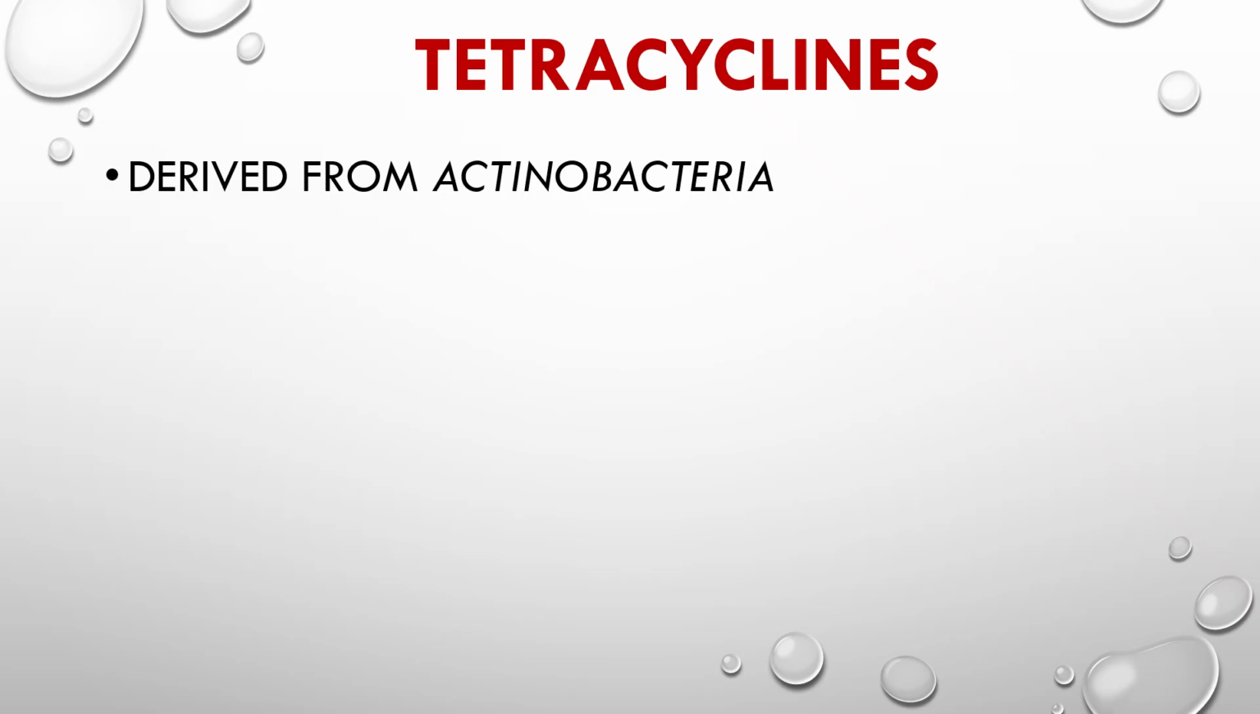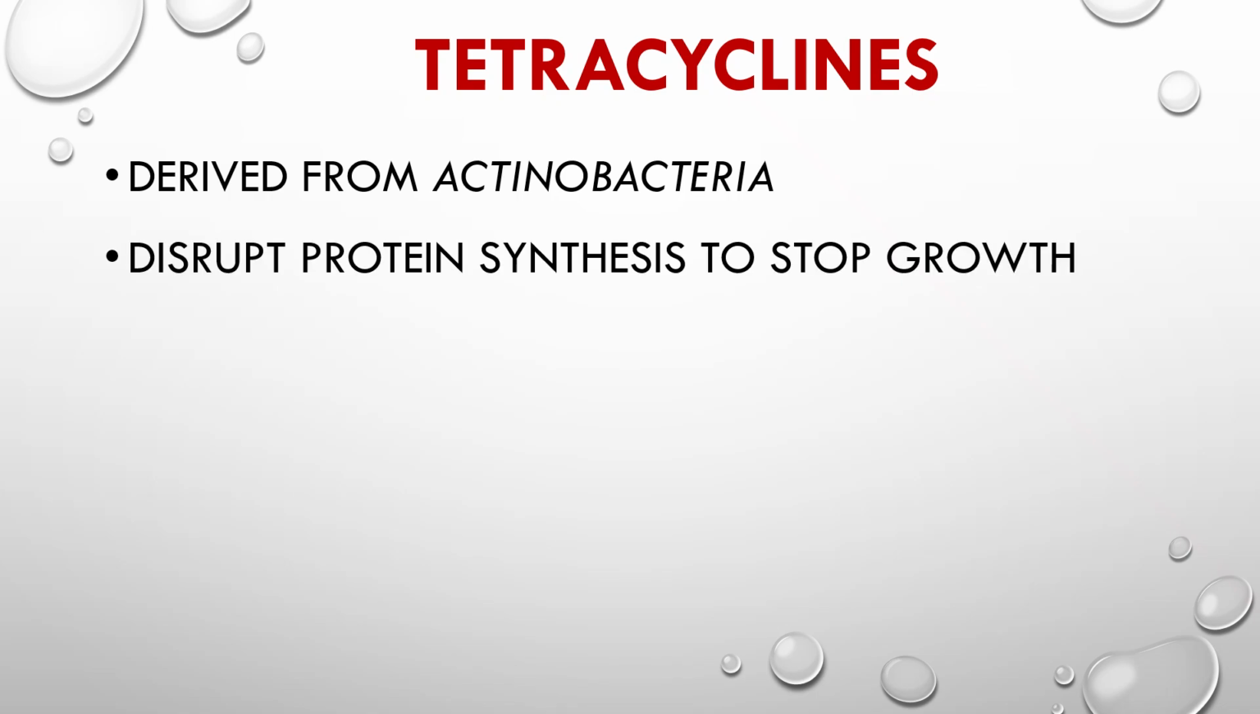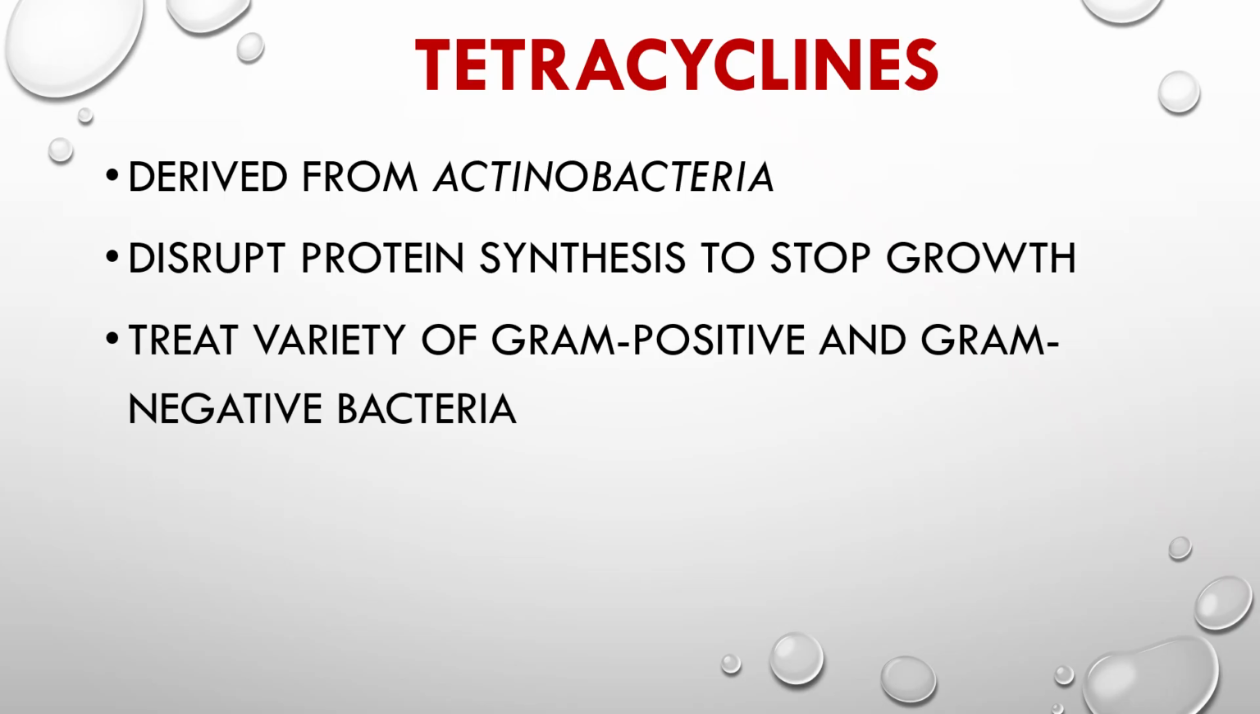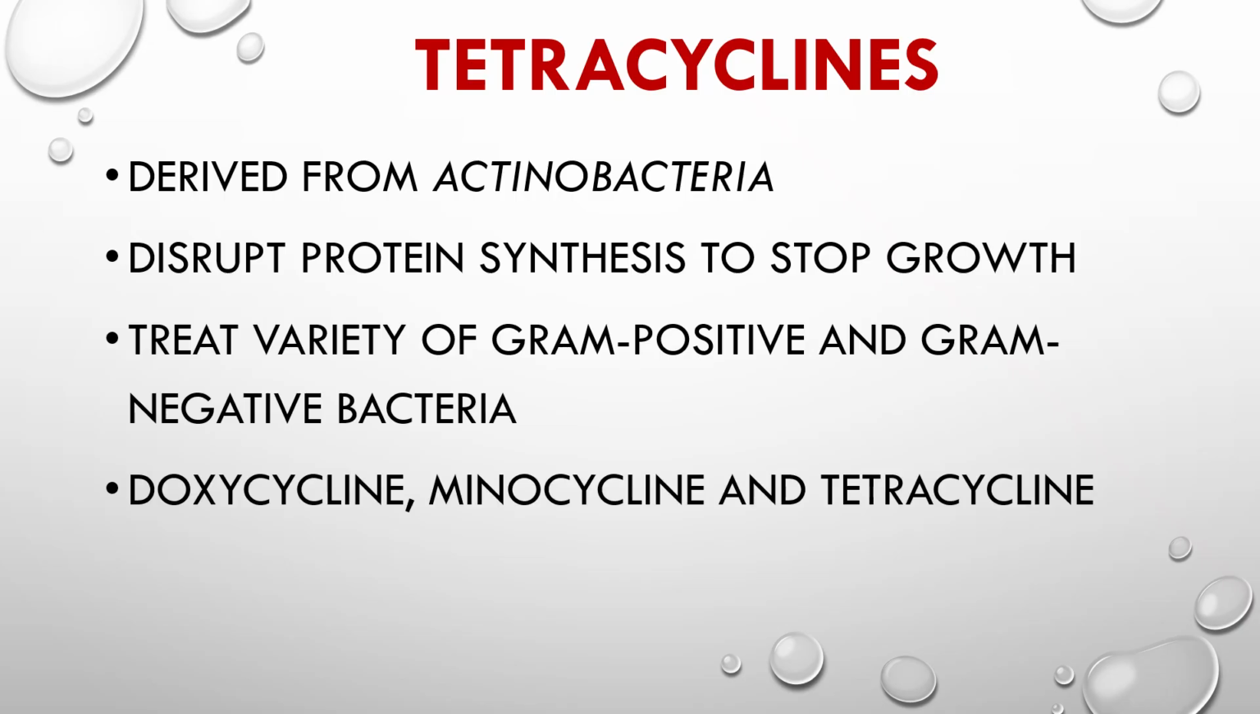All right, now our tetracyclines, again, a natural, so our only synthetic one that we've talked about are the sulfonamides or the sulfa drugs. So the tetracyclines come from actinobacteria, again, other bacteria that's producing chemicals to harm other bacteria so it can outcompete them. This also disrupts the protein synthesis in order to stop the growth of that microbe. So this is good for a variety of gram-positive and gram-negative bacteria. A couple examples: doxycycline, minocycline, and tetracycline, hence the -cycline category.